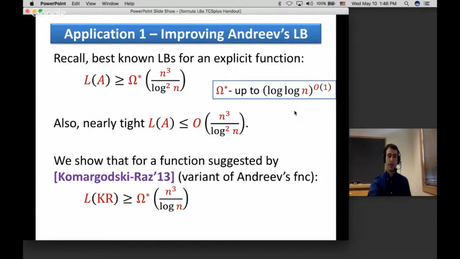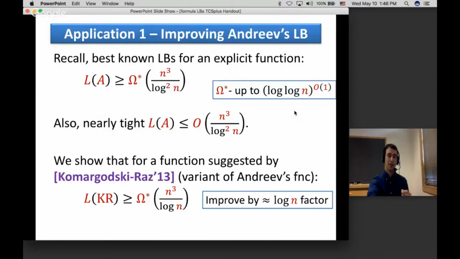The first application of our hardness reduction will be to show that the function suggested by Ilan Komorgodsky and Ran Raz, which is a variant of the Andreev function, actually has formula size bigger than the Andreev function. It has formula size n cubed over log n. This improves by logarithmic factors both the upper bound and the lower bound for the Andreev function. So it is provably harder than Andreev's. And I want to describe to you the construction both of the Andreev function and the Komorgodsky-Raz function and the analysis of the two of them.